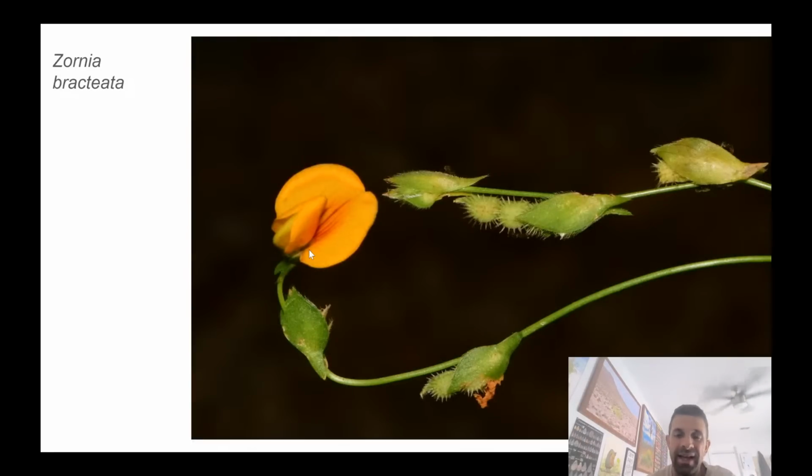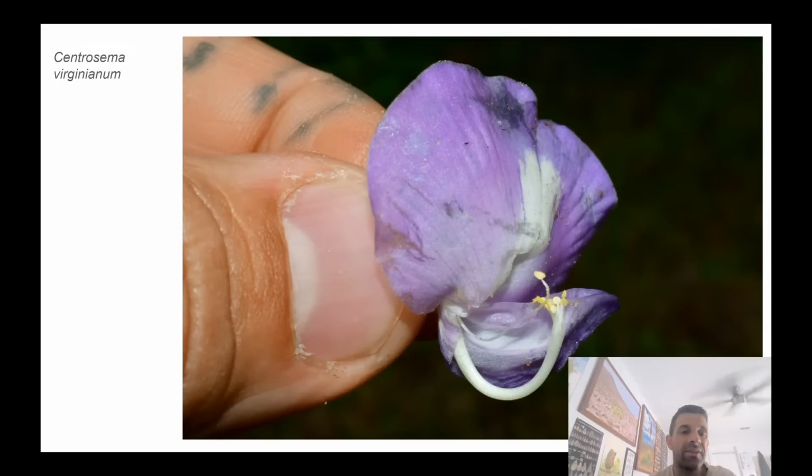This is Zornia bracteata from the Texas sand sheet. Centrosema virginianum, this is from Southwest Arkansas. I dissected it, took one of the wing petals and a keel petal off. You can see it's got the 9 fused stamens and 1 free stamen. That's another synapomorphy of Faboideae, the pea subfamily. It's called being diadelphous.